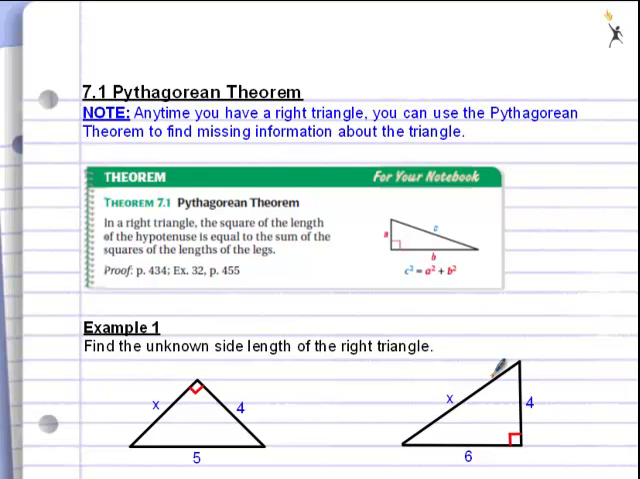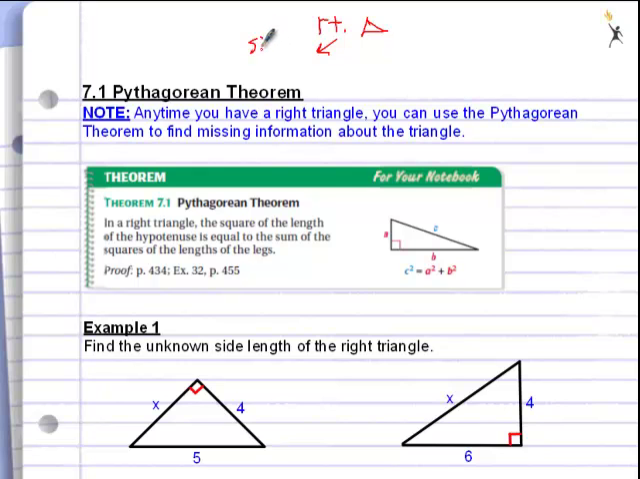Okay, now that we know how to reduce radicals from watching the previous video, what we're going to start in Chapter 7 is using the Pythagorean Theorem with right triangles. Notice this, anytime you have a right triangle, you can use the Pythagorean Theorem to find missing information about the triangle.